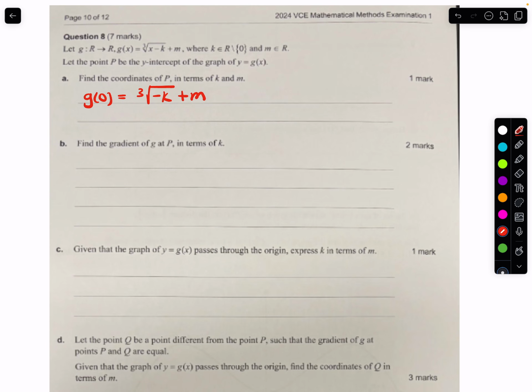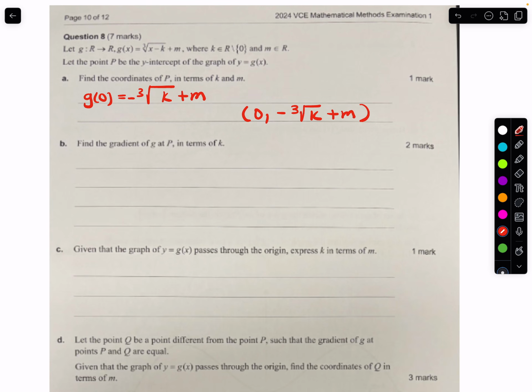Oh yeah, by the way, because it's a cube root, you can actually take that negative out and put it in front if you want. So the coordinate is 0, and we could say negative cube root of k plus m. That looks nice. Next question.